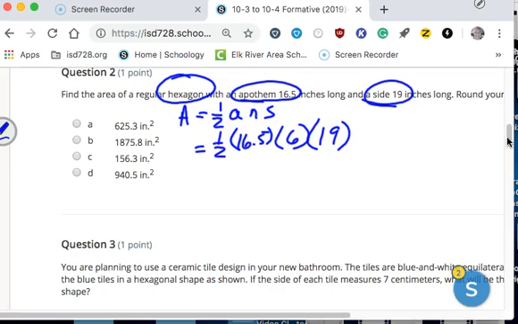And so I take those values and go 16.5 times 6 times 19 divided by 2. And I get 940.5, and that's letter D, 940.5 inches squared. And remember, all I needed was my formula and to know where everything was supposed to go. A is apothem, N is number of sides, S is side length.